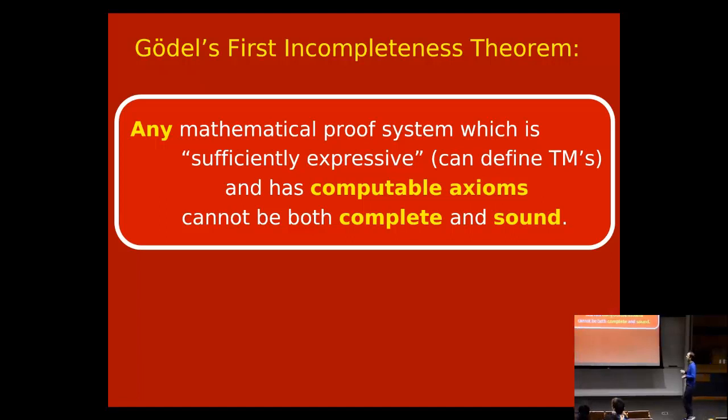And usually, you only talk about sensible axiom systems that are computable, and usually you only talk about axiom systems that you believe to be sound, because otherwise it's kind of dumb. So basically, the conclusion is that it cannot be complete. It cannot prove all the true things.